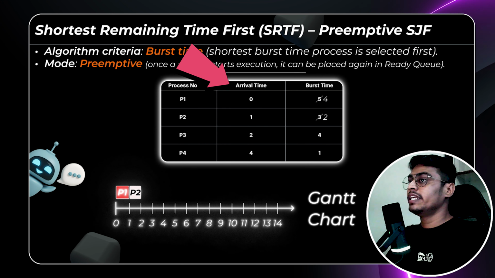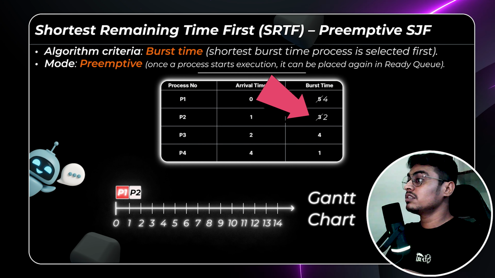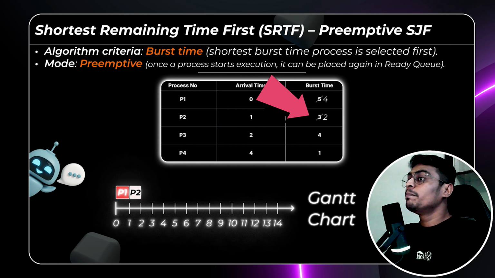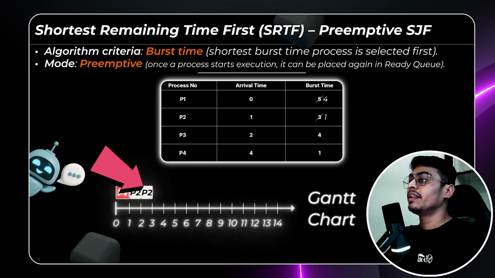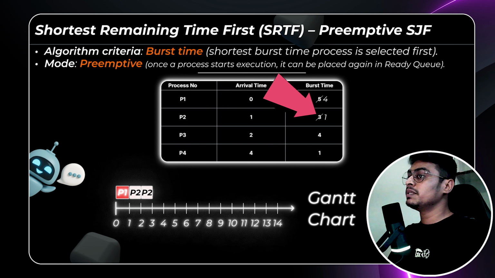P2 has also already arrived. P3 also arrived and came in the ready queue. When we compare all 3 processes, which has the lowest remaining burst time? P2 has the lowest with 2 units remaining. So it means P2 will run again from 2 to 3 for 1 time unit. Then just 1 time unit is left for P2.